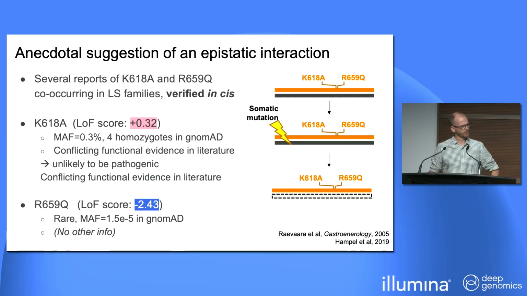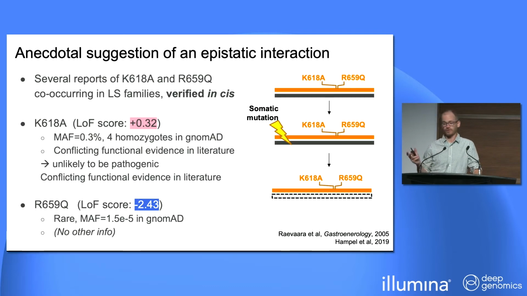We dug a little bit more in detail into a couple of these, and there's some anecdotal suggestion from case reports that some of these may combine in a non-additive or epistatic way. So this is one of those examples, the variant K618A, which is modestly common. It's at a low frequency of 0.3%. There are homozygotes in gnomAD who do not apparently have early onset CMMRD or the early onset range of pediatric cancers that would be associated with biallelic loss of function.